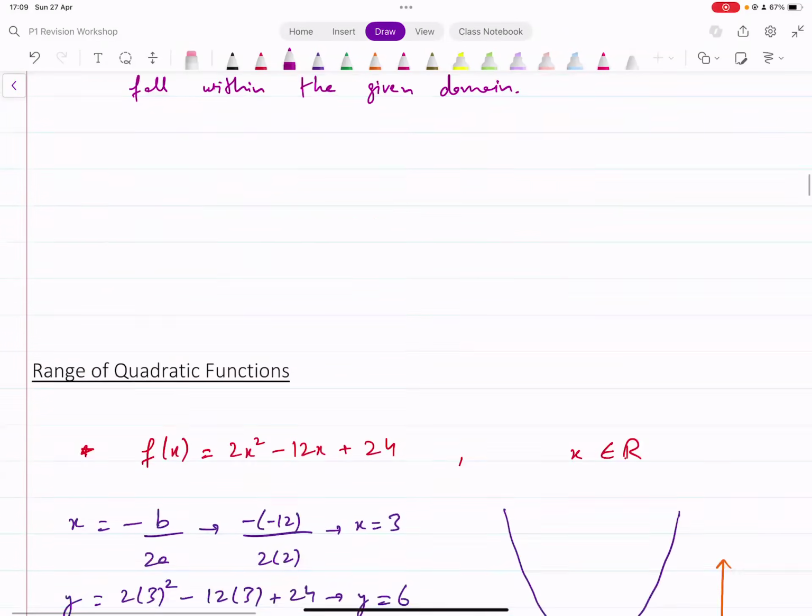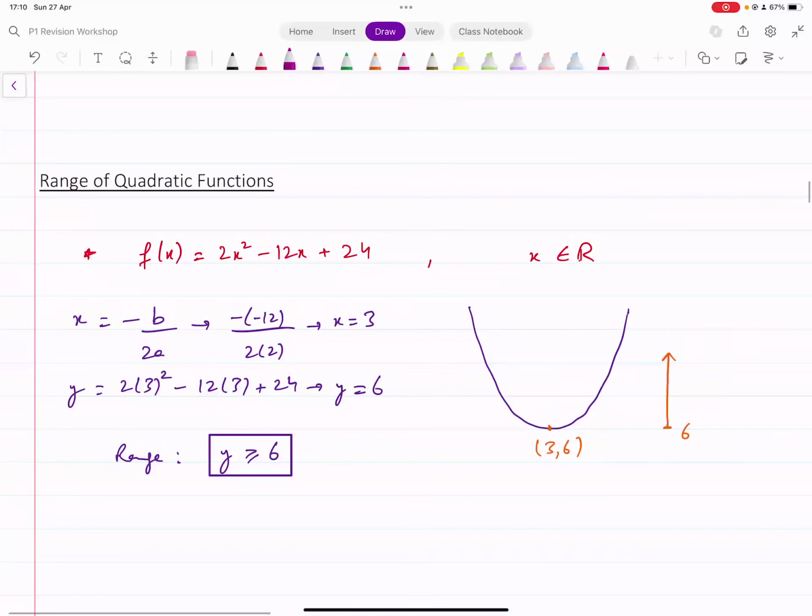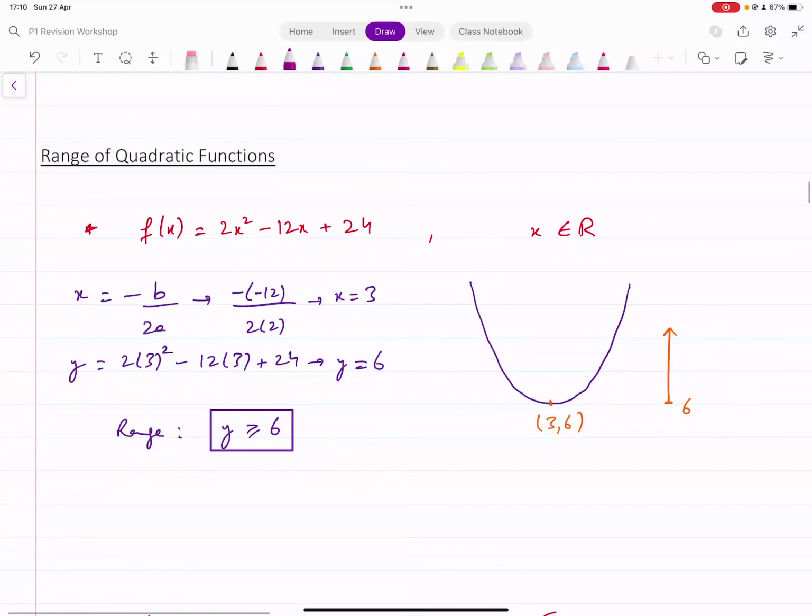Let's have a look at some examples of quadratic functions now. Let's say we've got a function like this, 2x squared minus 12x plus 24, and the domain is all real values. Now, for a quadratic function, if the domain is all real values, the range is not going to be all real values because the quadratic functions look either U-shaped or N-shaped. So they will have some maximum value or some minimum value.